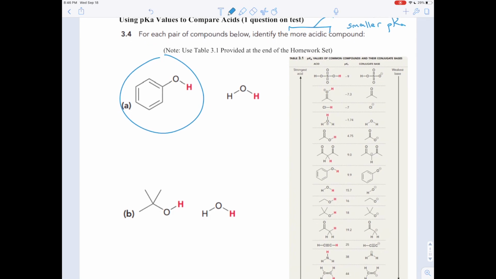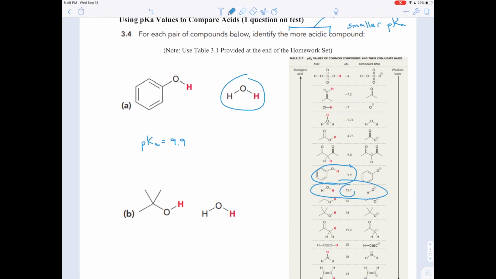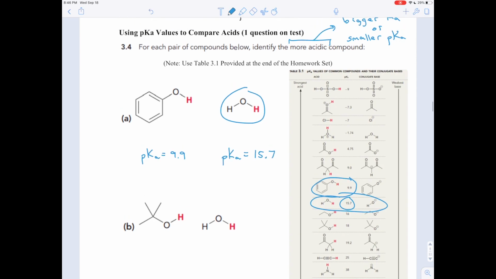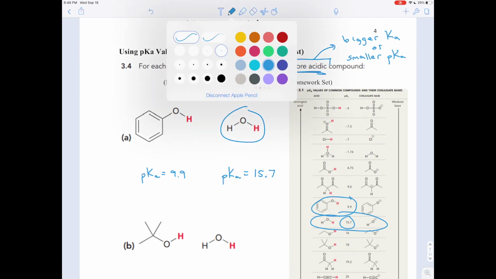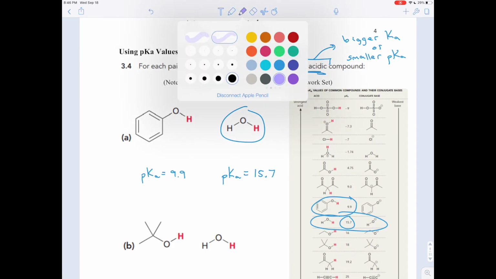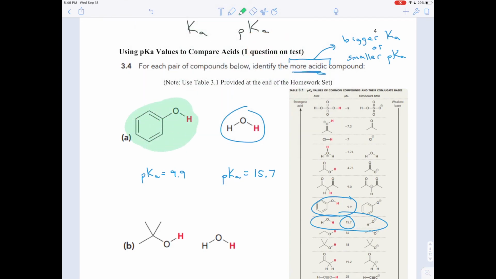So here we've got this molecule. If you notice, that's right here on this table. And so the pKa for that is 9.9. The other molecule, water, you would see that here. The pKa for that is 15.7. So, the stronger acid, the more acidic compound, has the smaller pKa, and therefore the stronger acid here is this molecule, which is called phenol, because it has the smaller pKa.